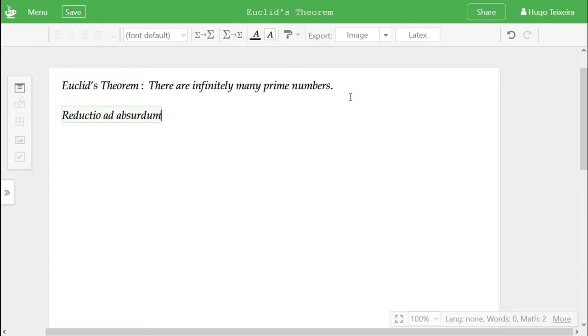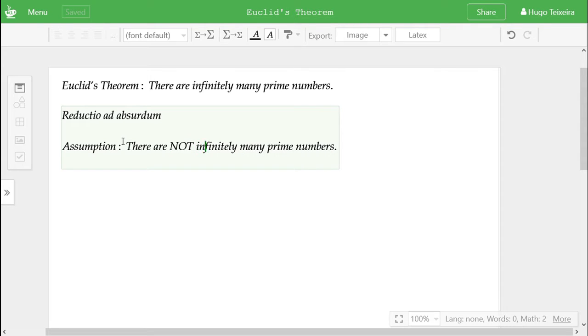And what is this method? It's basically used to prove that things are false by assuming that they are true and showing that it leads to a contradiction. So what we'll really prove is that the statement, there are not infinitely many prime numbers, is false, meaning that this statement, there are infinitely many prime numbers, must be true.